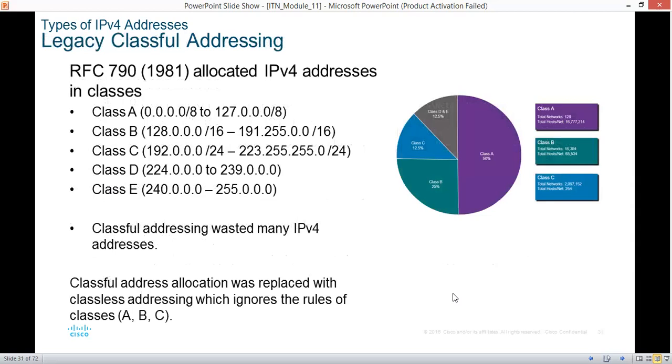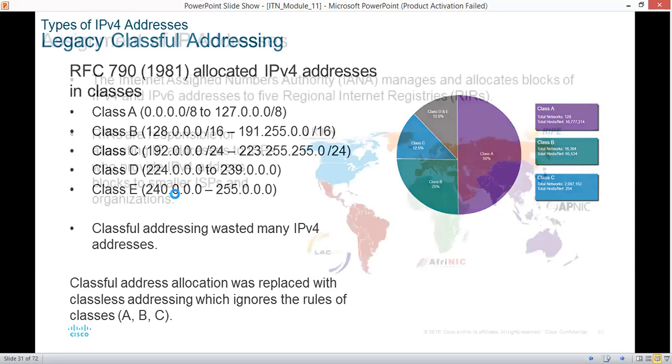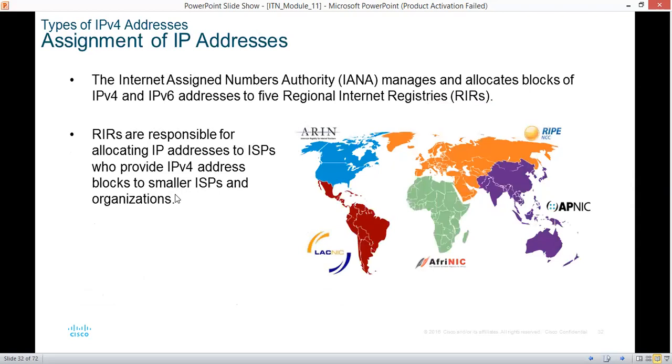So this is for class A, B, C, D, and E. Remember, I told us 0 to 127 is A, 128 to 191 is B, 192 to 223 is C. Class D is reserved for multicast, and class E is for research. So you wouldn't need to bother yourself with D and E because they are all reserved. So the most you'll be doing is A, B, and C.